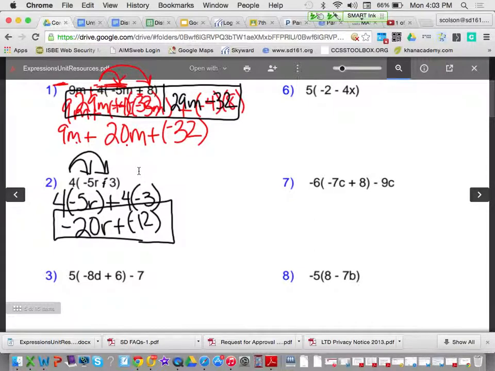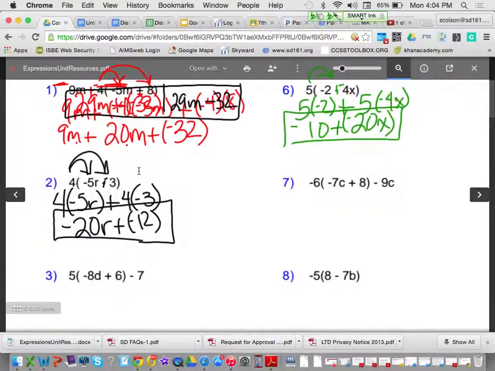So number 6 is going to be 5. Go through and change everything. 5 times negative 2 plus 5 times negative 4x. 5 times negative 2 is negative 10 plus 5 times negative 4 is negative 20x. Put it in parentheses because I have that minus sign. Number 7. Let's see. Plus a negative 9c.